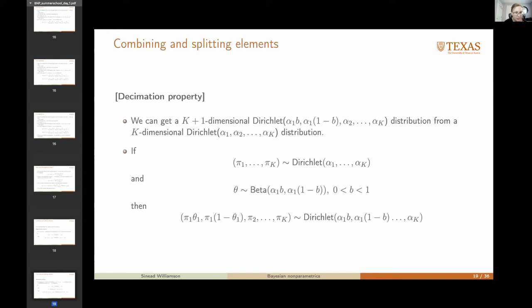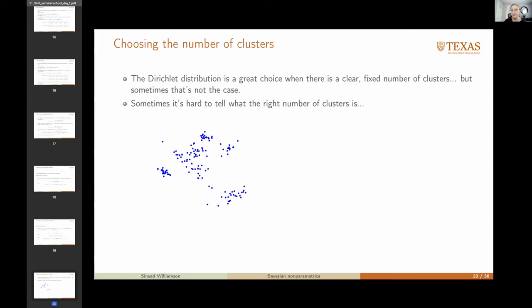Okay, so that's been an awful lot of information about the Dirichlet distribution, but that's going to give us the framework that we need to move on in a few minutes to the infinite dimensional analog of the Dirichlet distribution, which is the Dirichlet process. Let's move on to some actual nonparametrics.